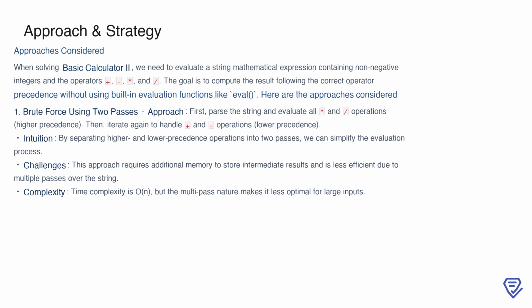One approach we considered is a brute force 2-pass solution. In this method, we first parse the string to handle all multiplication and division operations, which have higher precedence. Then, we iterate again to process addition and subtraction. While this simplifies the problem by separating precedence levels, it has challenges. Specifically, it requires extra memory to store intermediate results and involves multiple passes over the string, making it less efficient for large inputs. Although its time complexity is O(n), the multipass nature introduces inefficiencies compared to other methods we will discuss next.